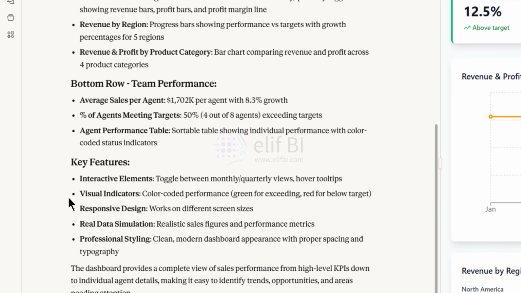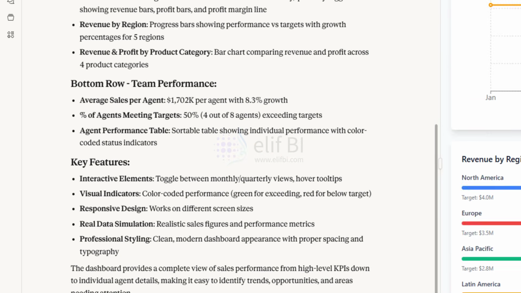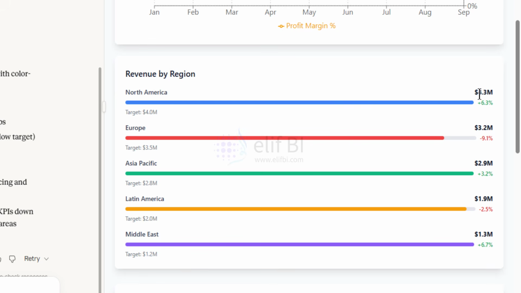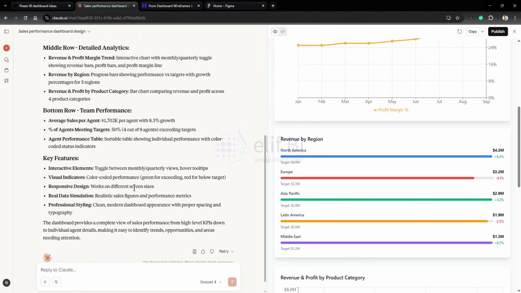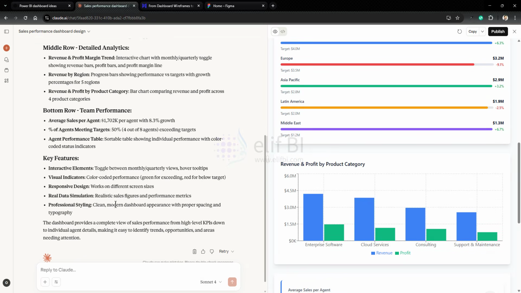That's nice. Visual indicators, color-coded performance. So here it's showing us which ones are meeting the target and which ones have not met the target. That's a good way to represent it, where we are not focusing on the actual numbers, but we are focusing on the targets themselves. Then we have got the responsive design, works on different screen sizes, real data simulation, realistic sales figures and performance metrics. Okay, professional styling, clean modern dashboard appearance with proper spacing and typography. So this is quite nice.